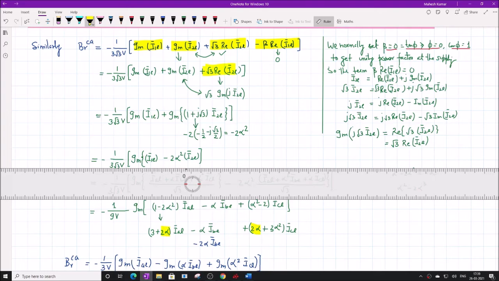What we do, we know what is I2L. The I2L is real of I2L plus j of imaginary of I2L. We can always write any phasor like that. Okay, we multiply root 3. So root 3 into I2L is nothing but root 3 real of I2L plus j root 3 imaginary of I2L. Multiply by j both sides. So j into I2L is equal to j into real of I2L plus j square, which becomes minus imaginary of I2L. Okay, then we multiply by root 3 again. So j root 3 I2L equal to j root 3 real of I2L minus root 3 imaginary of I2L.